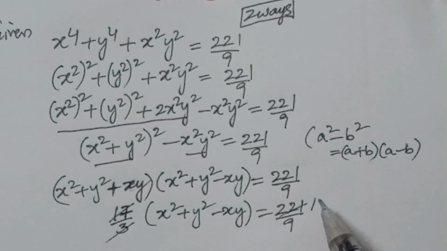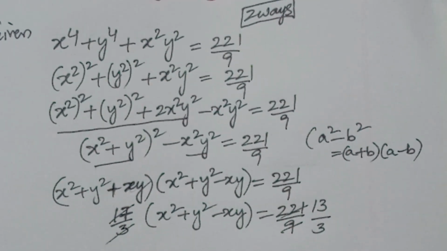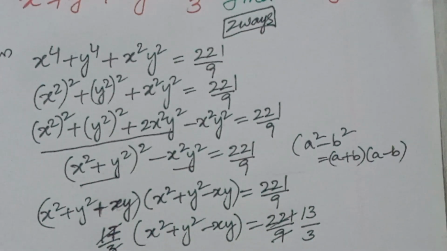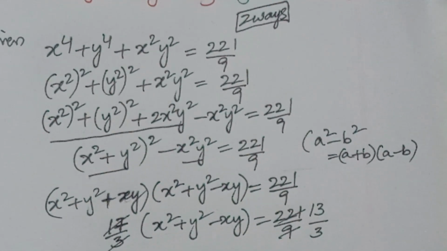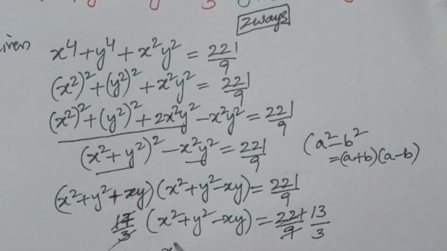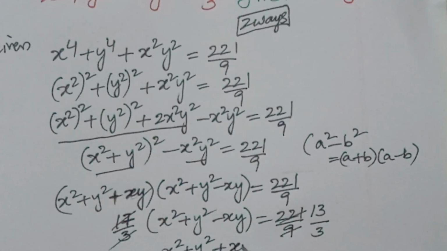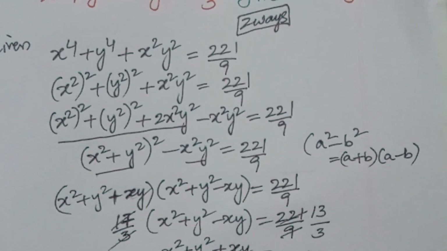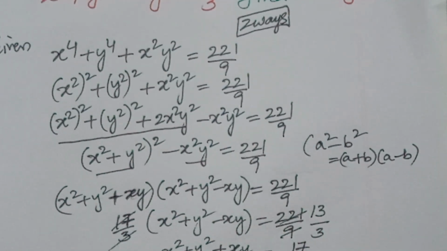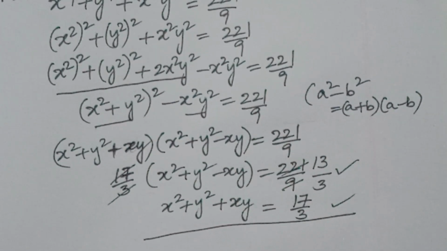17 times table, it will go 13 times, and 3 will go here 3 times. So 13 by 3. So here x square plus y square minus xy is equal to 13 by 3, and x square plus y square plus xy is equal to 17 by 3. Now I am solving both of these two equations.